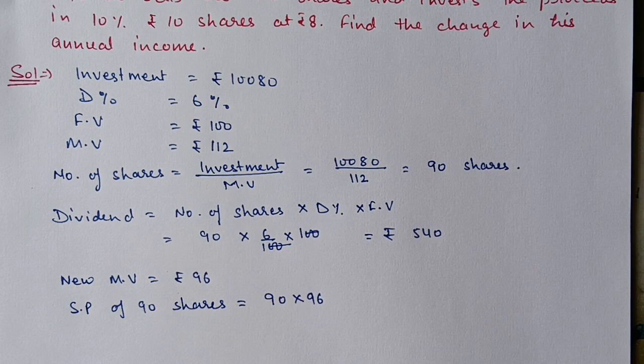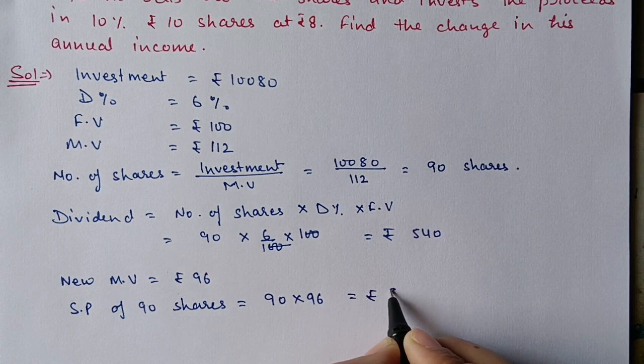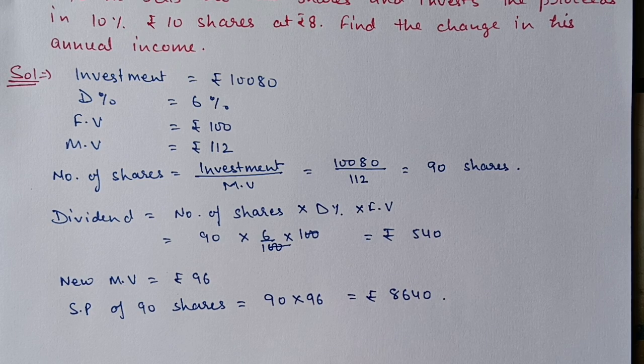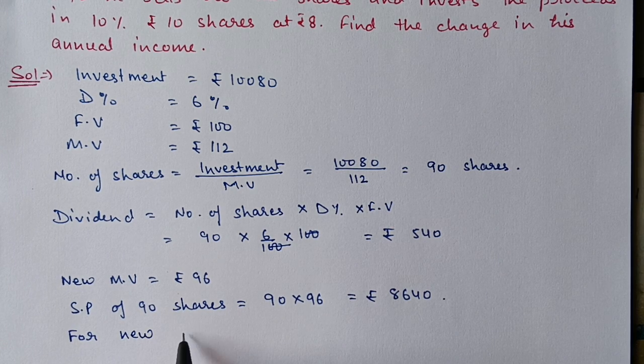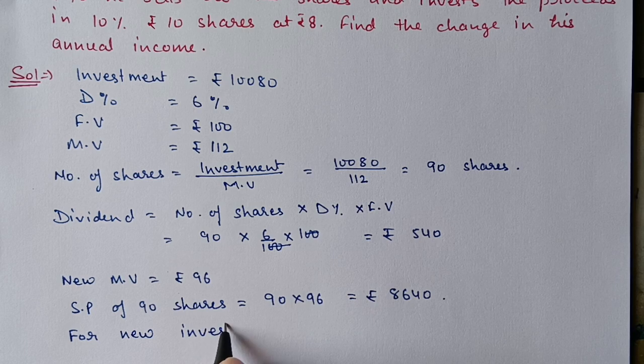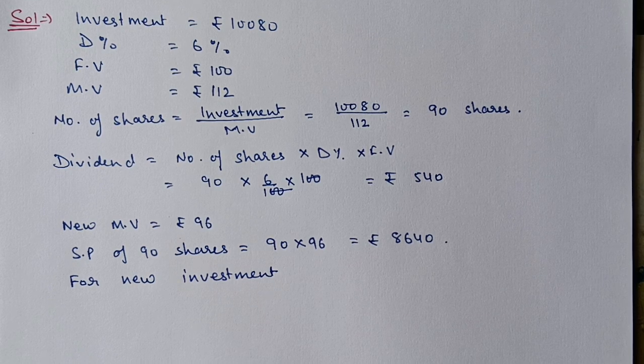So in total he will get 8,640 rupees after selling these shares. Now this money he is investing in the new deal. So for the new investment, the investment will be 8,640 rupees.